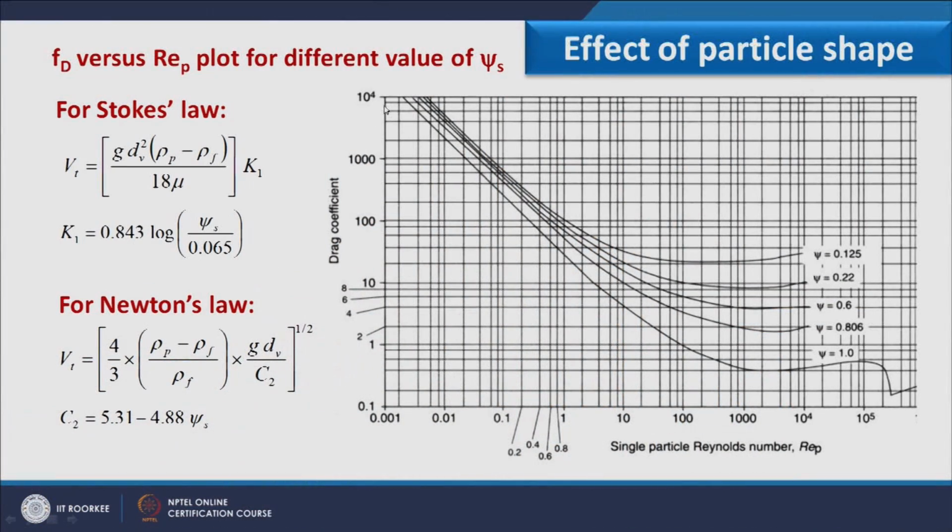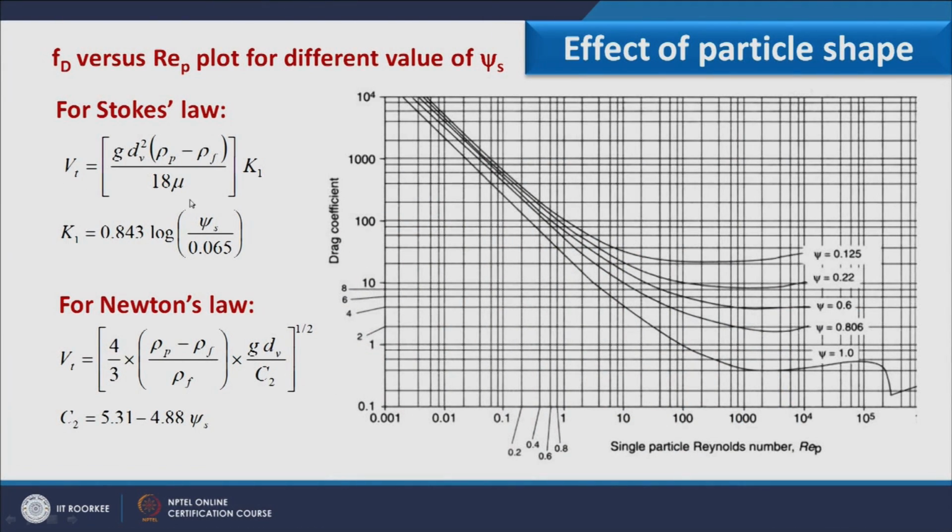For example, if you see this graph, what this graph shows, you see the bottommost line we have discussed previously also, and this is for spherical particle where psi is equal to 1. So, psi keeps on changing when we move upward, and we have different lines to calculate Fd based on Reynolds number, and all these psi will depend on different shape. So, you see here we have Fd versus Reynolds number plot for different values of psi s.